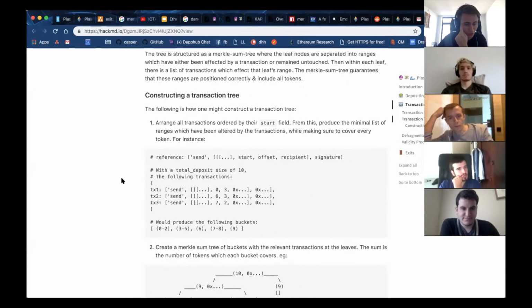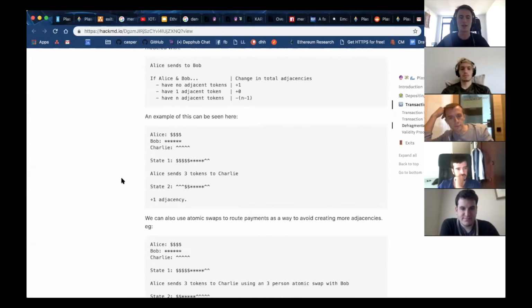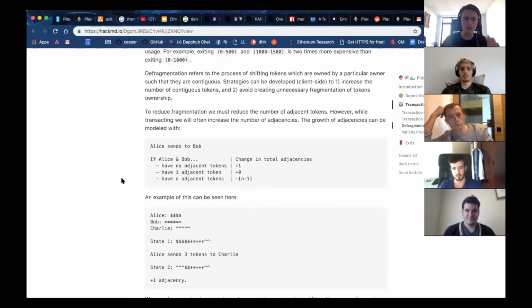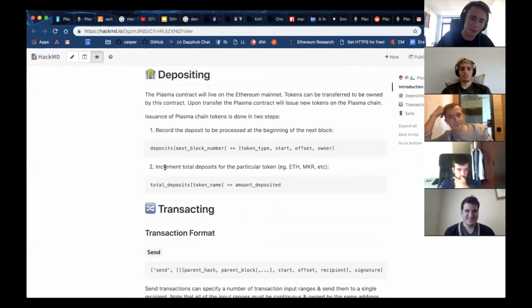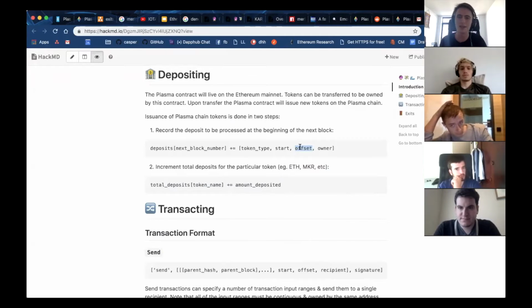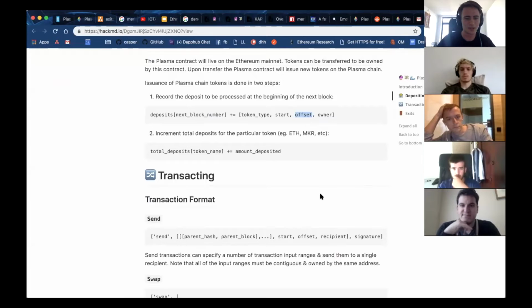So for the transaction tree structure, let me get into the defragmentation section, because it's kind of telling. When you deposit, you get some range of tokens. There's a list of deposits added to the next block, with a token type that supports multiple different assets, a start position, which is the total deposits of the current set of tokens, and an offset, which is how much you actually deposited. So if you deposited one ETH and your resolution is Wei, or GWei, you're going to get, whatever, 1,000 or something as an offset.